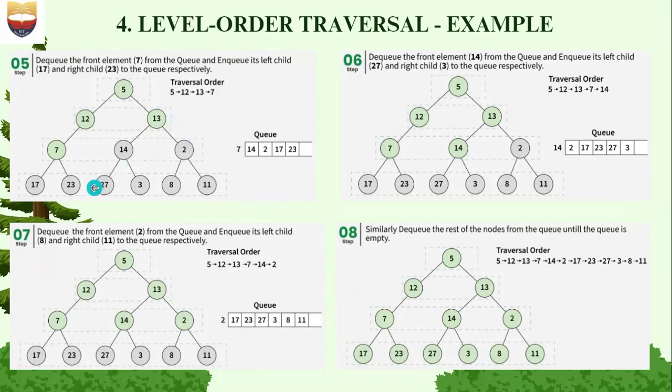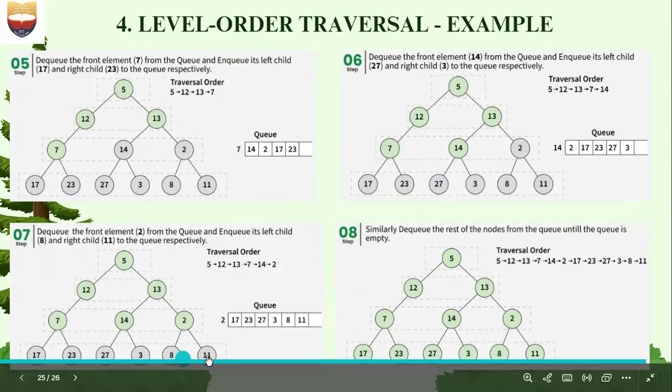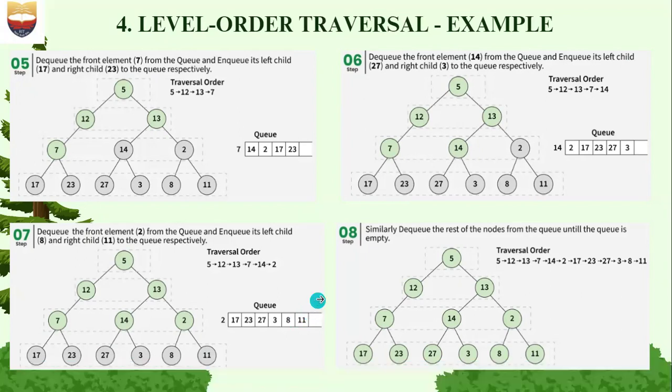Next, come to level 3. And here we have 6 nodes, 17, 23. And in step 6, we visit 27, 3. In step 7, we visit 8 and 11. We all know that the working principle of the queue data structure is first in, first out. Therefore, the resultant order of level order traversal is 5, 12, 13, 7, 14, 2, 17, 23, 24, 27, 3, 8, 11.